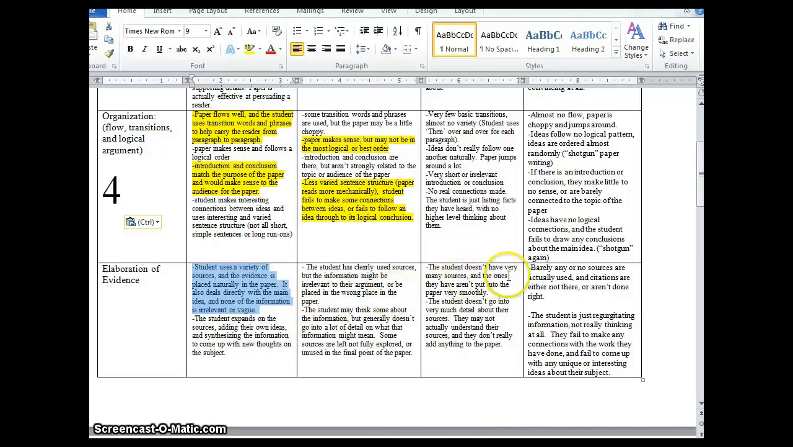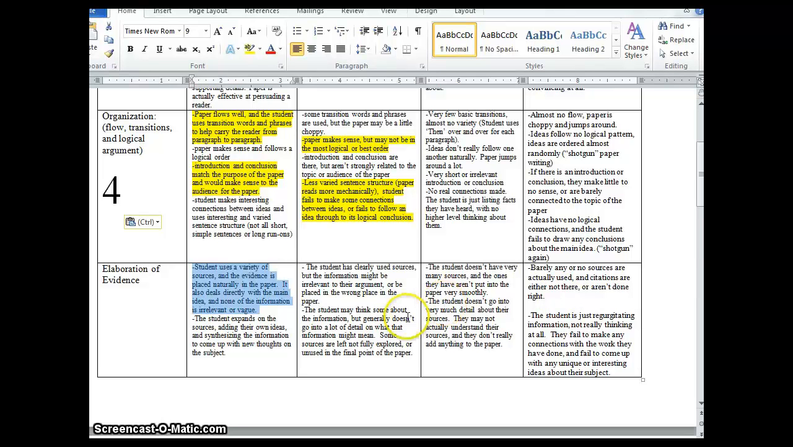If they don't have any sources, then it would be a 2 or a 1, depending on how poorly you think their evidence is. If their evidence clearly comes from a source but is not cited correctly, that would be a 2. And then the 1 would be not cited correctly and no source in there. So the evidence is just kind of made up.